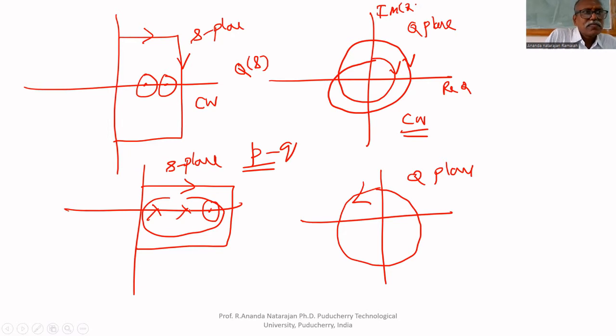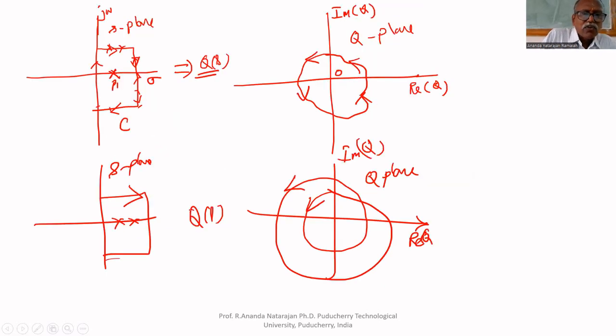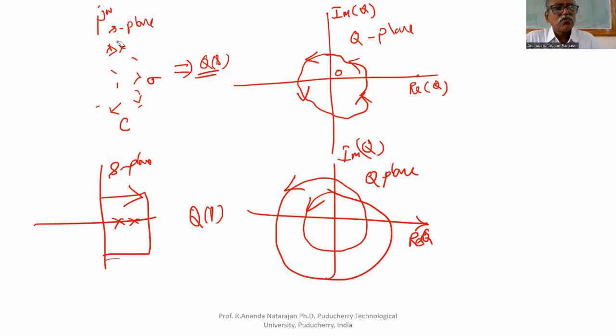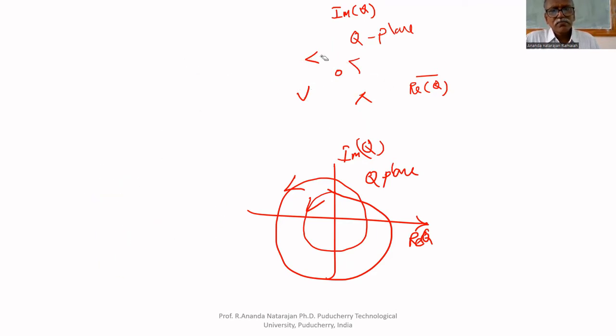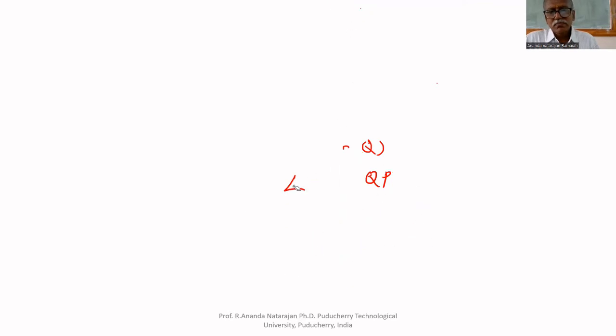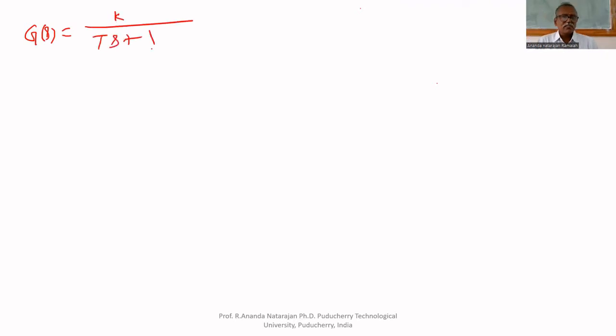This is mathematics. This will be applied for stability analysis of control systems. For that, let us take one system. To understand this, let us take a simple first order system. The first order system is G of S equal to K upon tau S plus 1. This is the first order system.